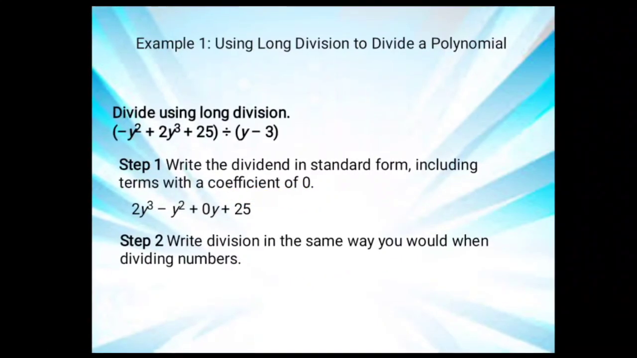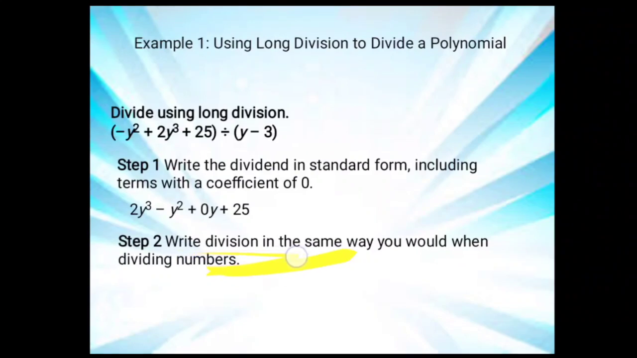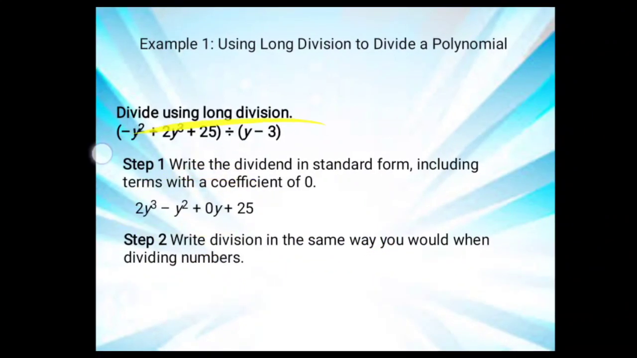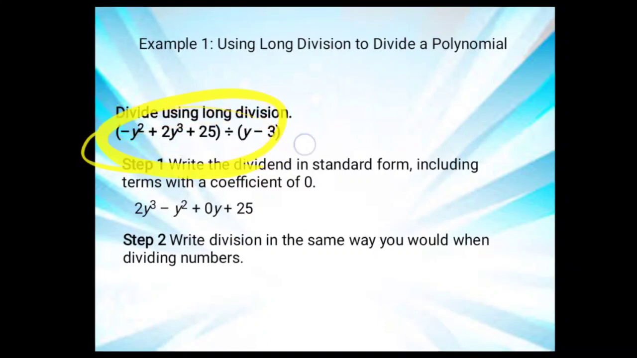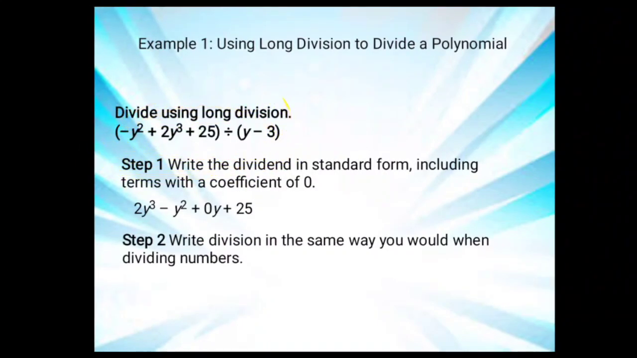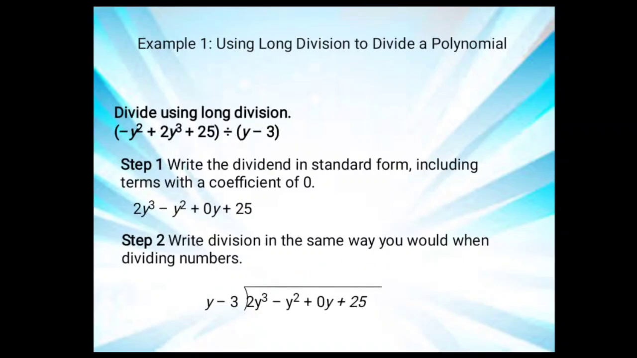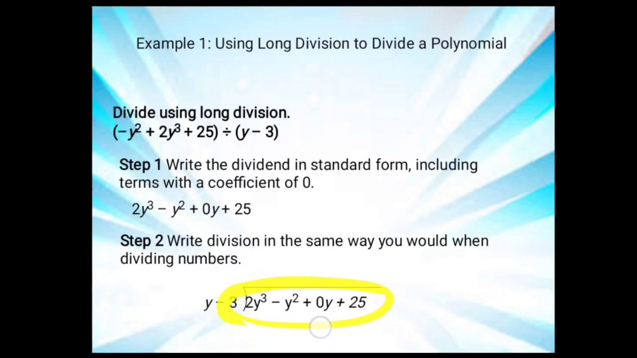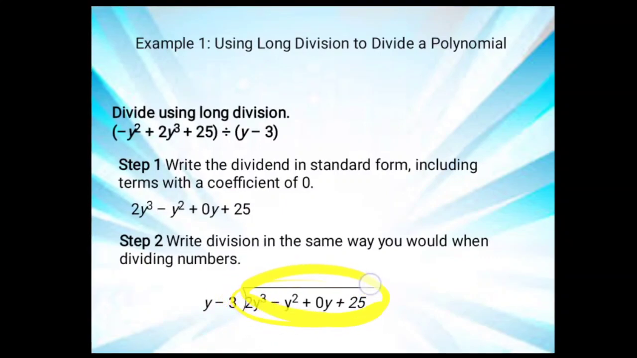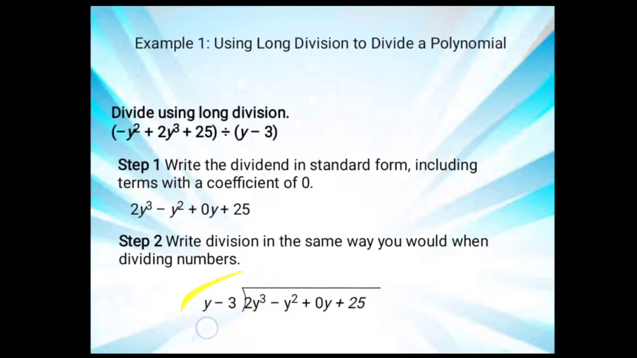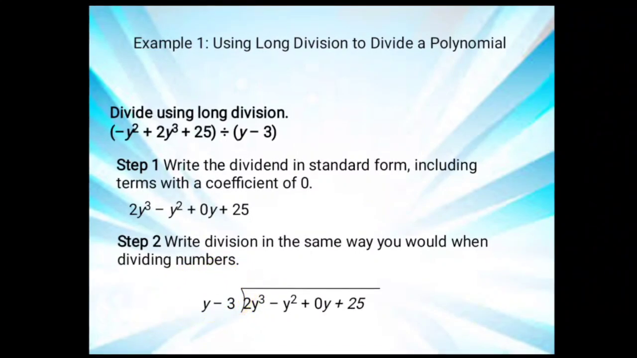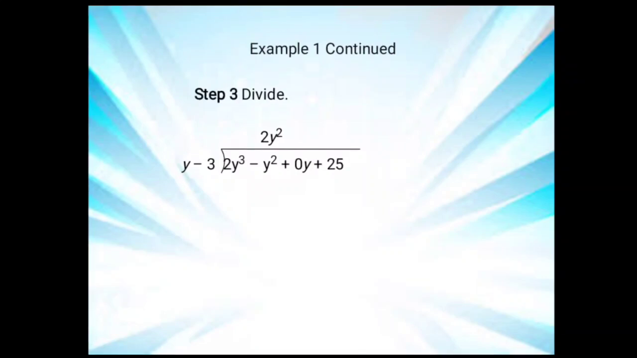So step number 2, you have to write the division in the same way you would when dividing numbers. Okay? So here is how. We have the dividend, 2y cubed minus y squared plus 0y plus 25, divided by y minus 3, our divisor. After that, we have step number 3. Let's divide. How are we going to divide?